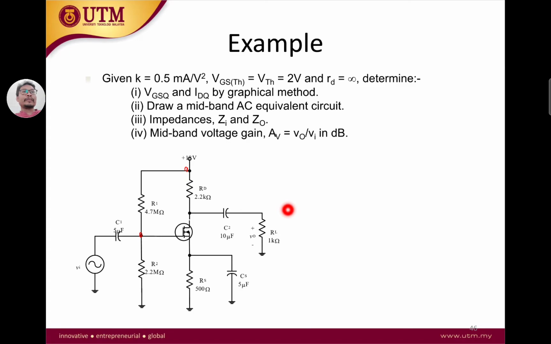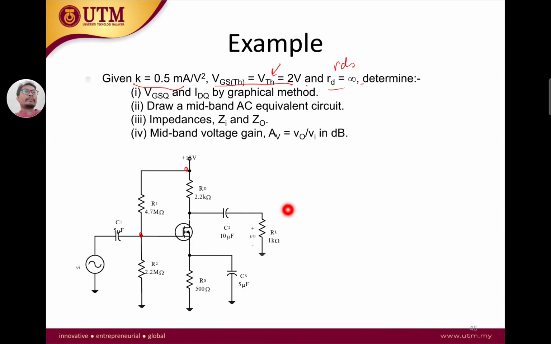So K is given to you, 0.5 milliamp per volt squared. VGS TH is given as 2 volts. Okay, this is not V Thevenin, don't be confused with V Thevenin, VTH. Here it is a threshold voltage, VGS TH, and then RDS is infinity, which means you can ignore it in our analysis and calculation.